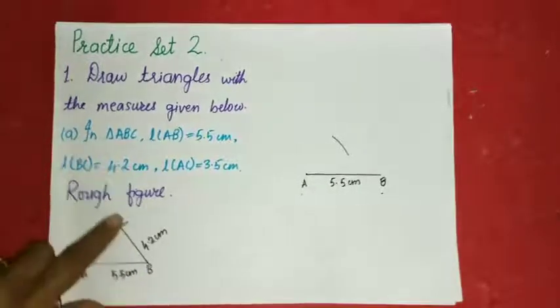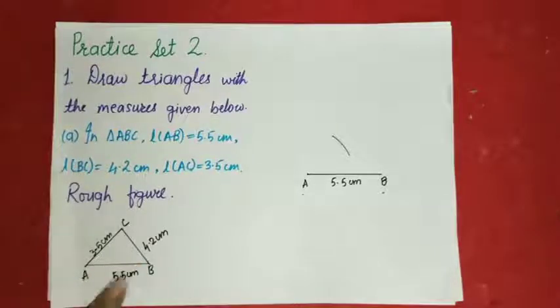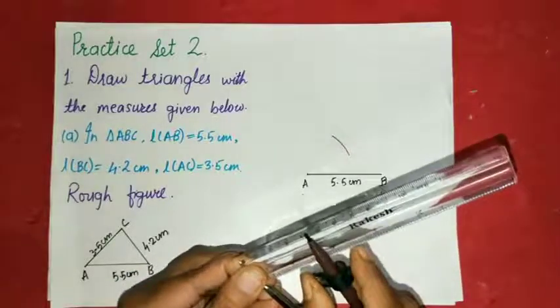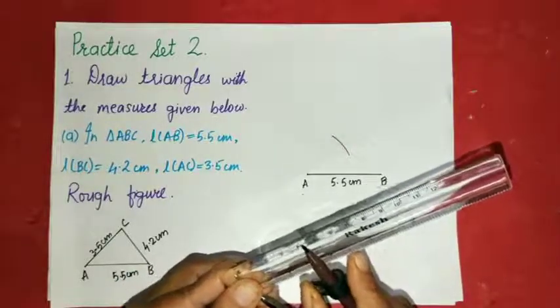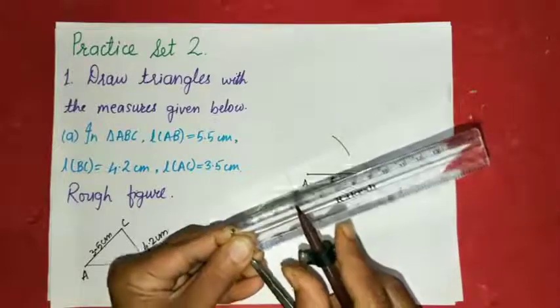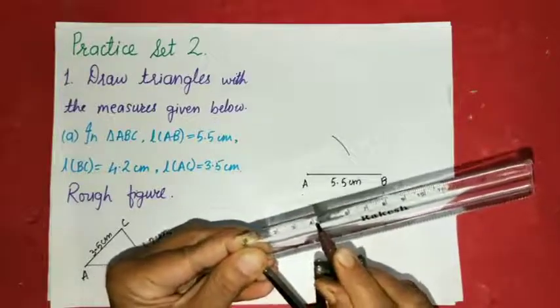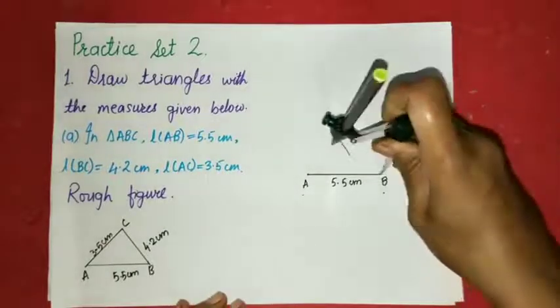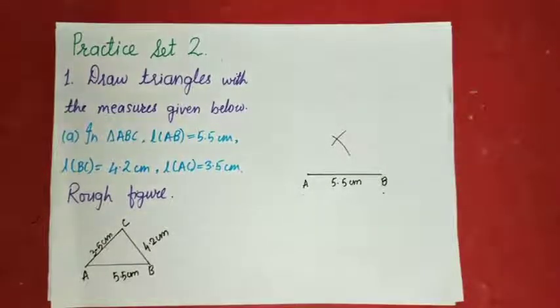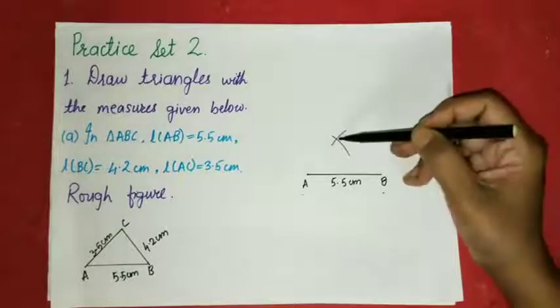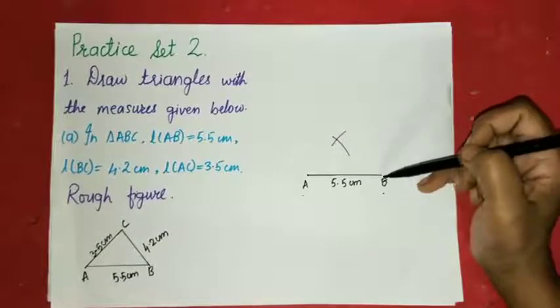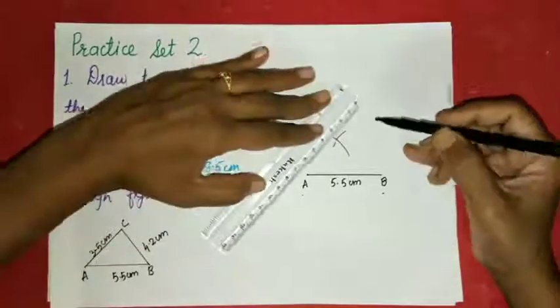Now we have to give the arc of 4.2 centimeter from the vertex B. So now again we will adjust it using ruler. Put the needle end on 0, stretch it up to 4.2 on your ruler. Now this is 4.2. Now put the needle end on vertex B, give the arc like this. Join this intersecting point with vertex A and then again this intersecting point with vertex B using ruler.